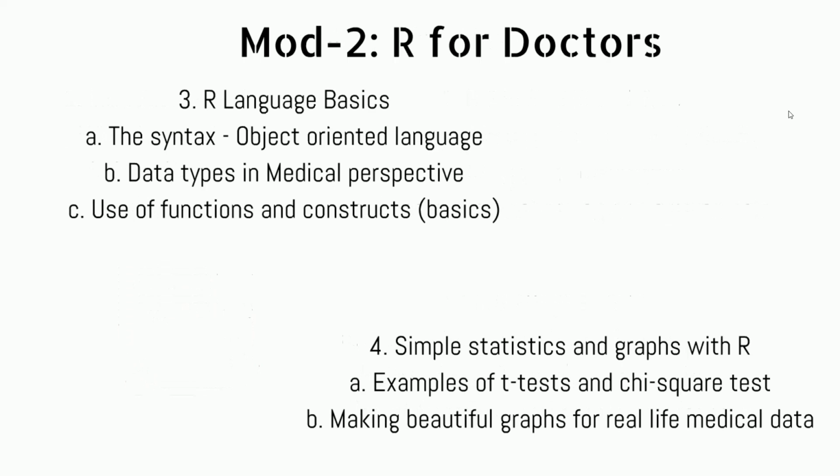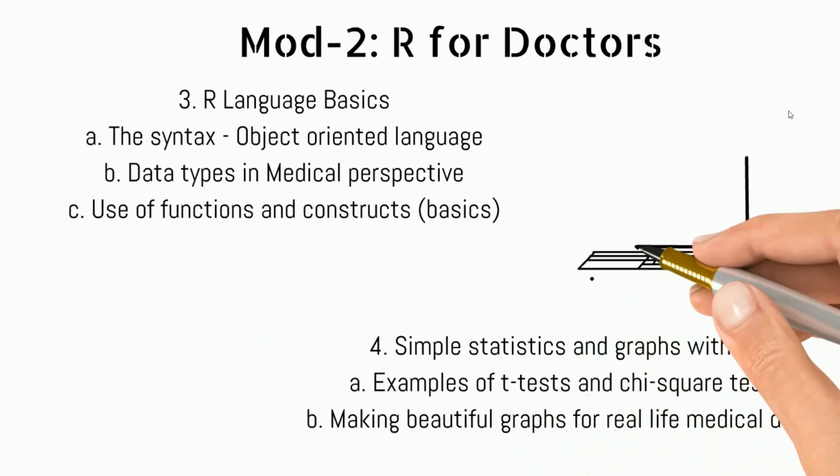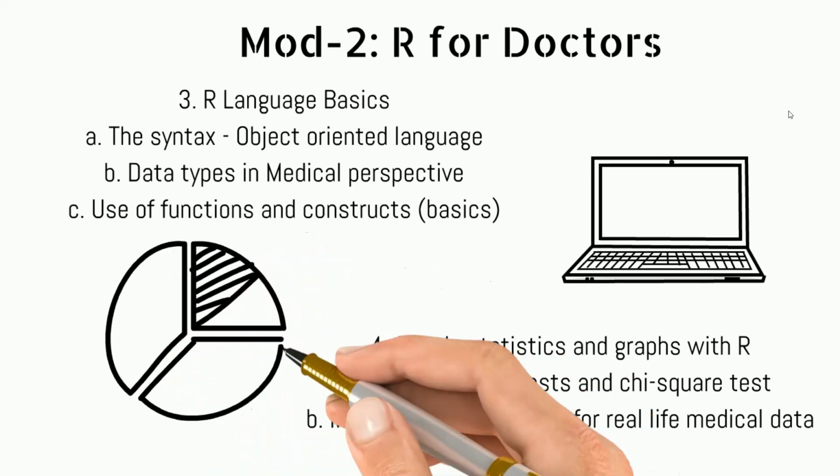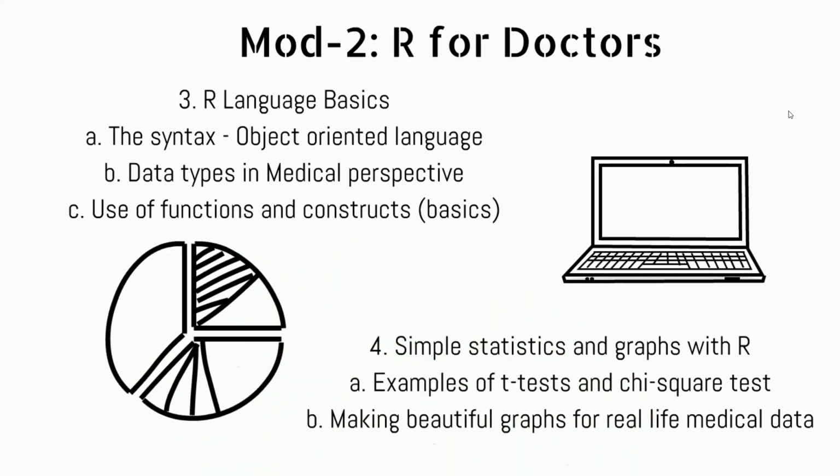In the final chapter, we'll learn about some simple statistics, we'll build some amazing graphs, and we'll actually put those tests that we did in SPSS last time, we'll do all of them here in R. We'll do t-tests, chi-squares, and we'll build some amazing, beautiful looking graphs. That's also one of the attractions of doing everything in R.